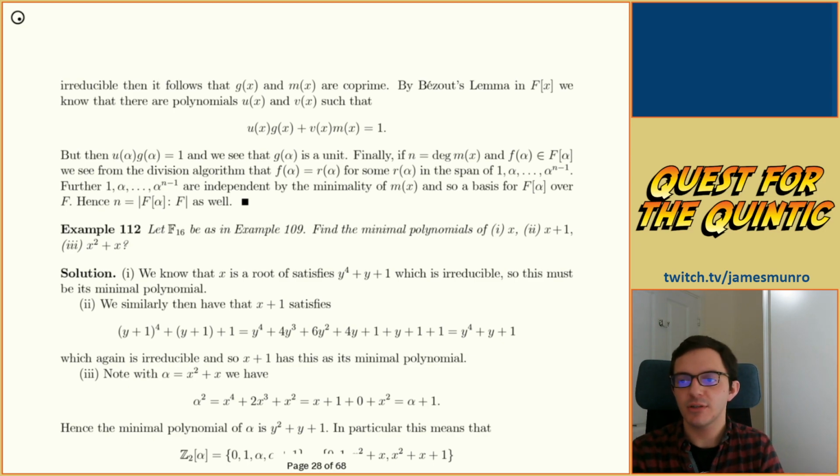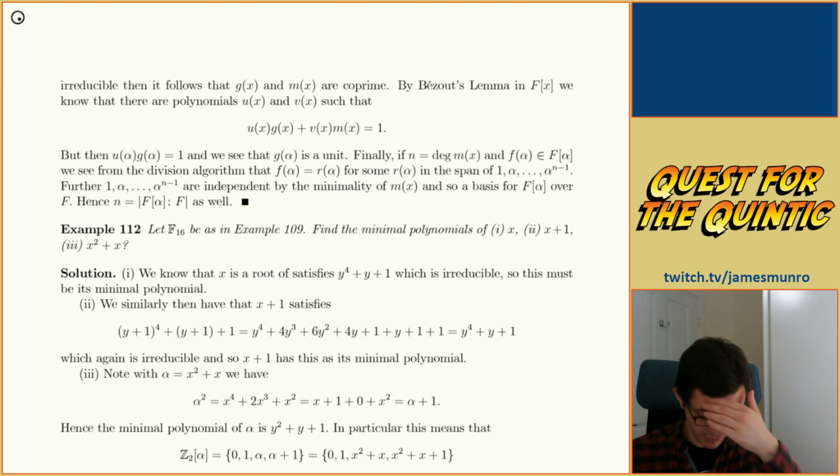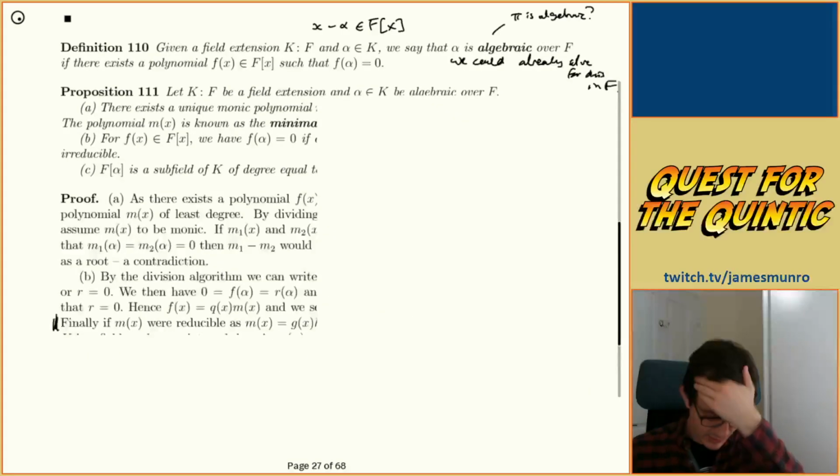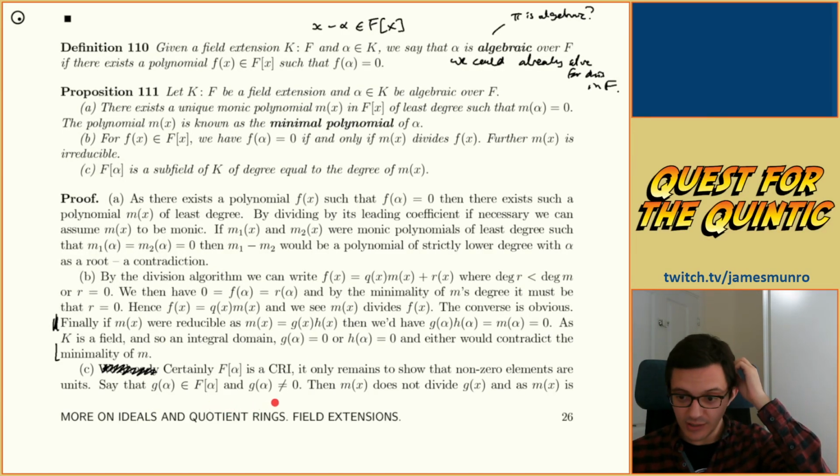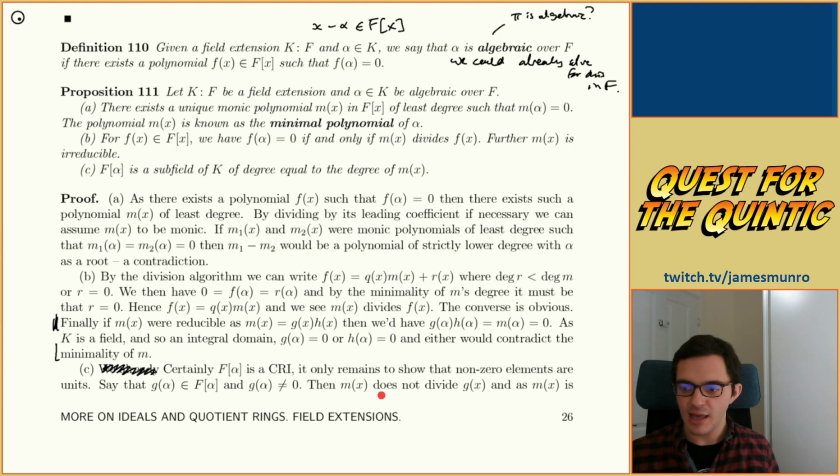g of x and m of x are coprime. I don't understand this, the page turn's not helping. Say that this thing is a non-zero polynomial in this space, then m of x does not divide g of x. I'm so lost. Well, it's non-zero, so if m divided g, then it would be 0.